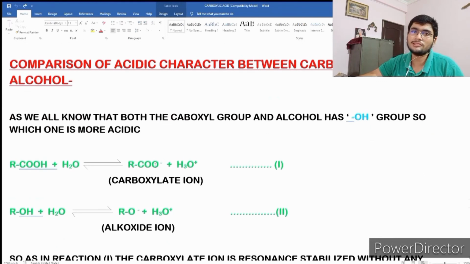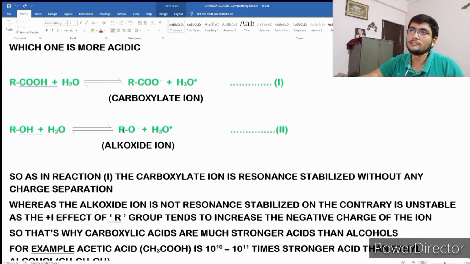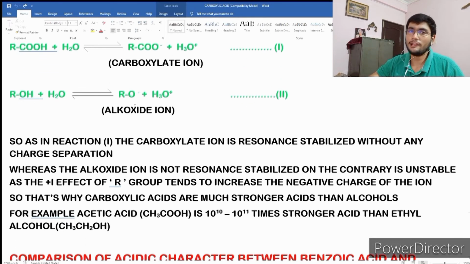Okay, so the same case is here also. The carboxylate ion is resonance stabilized. This means its conjugate base is stable. But if we talk about this alkoxide ion, there is no resonance here. So that means its conjugate base is unstable as compared to this carboxylate ion. So this means that the carboxylic acid is a stronger acid than alcohol, or aliphatic alcohol. So that's what I have written here also.